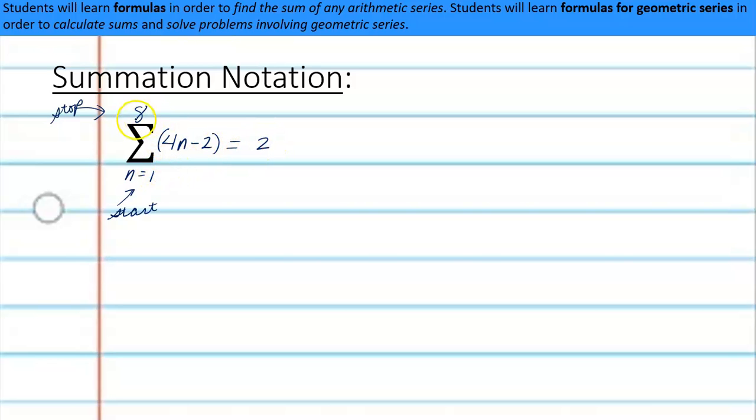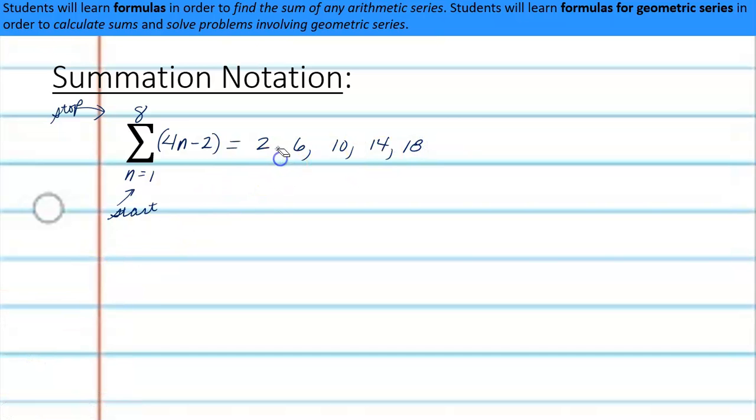Then we say, okay, we've got to stop at 8, so we're going to go around and do 2 this time. So we put in 2. 2 times 4 is 8, minus 2 is 6. We've got to stop at 8, so we're going to do 3 this time. 12 minus 2 is 10. Got to stop at 8, so we're going to put in 4. 16 minus 2 is 14. Then 5: 20 minus 2 is 18.